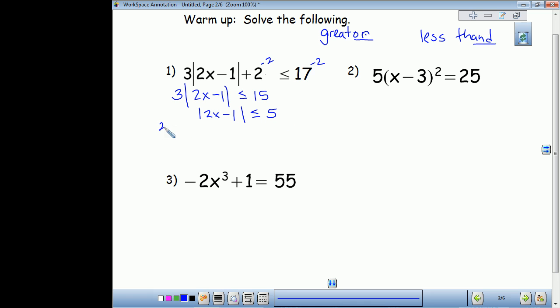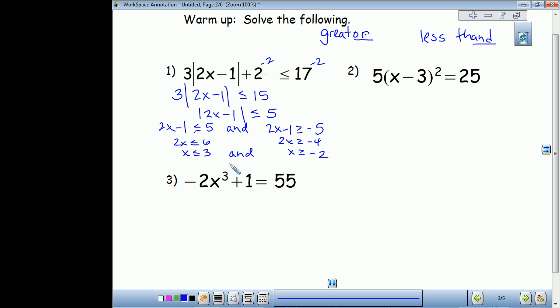So at this point we split it into 2x minus 1 is less than or equal to 5 and 2x minus 1 is greater than or equal to negative 5. So remember, the second time we write the inequality, we switch the inequality sign. And then when we solve each of these individually, we'll add 1 to both sides and we get 2x is less than or equal to 6. So x is less than or equal to 3. And we'll add 1 to both sides and we get 2x is greater than or equal to negative 4. So x is greater than or equal to negative 2.